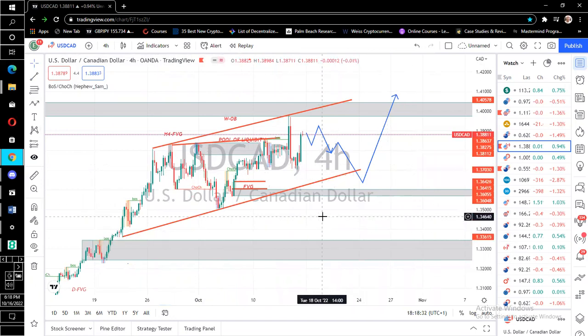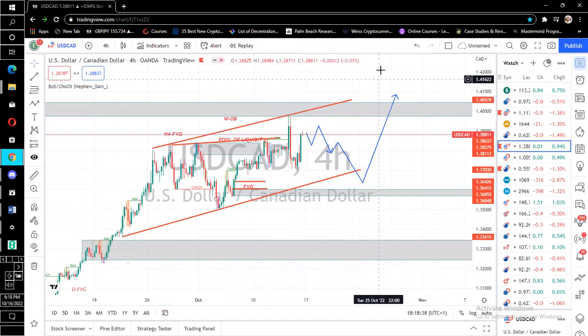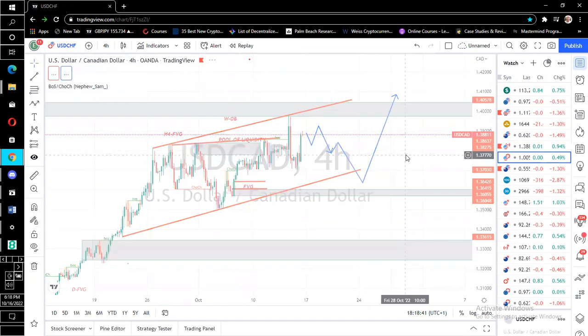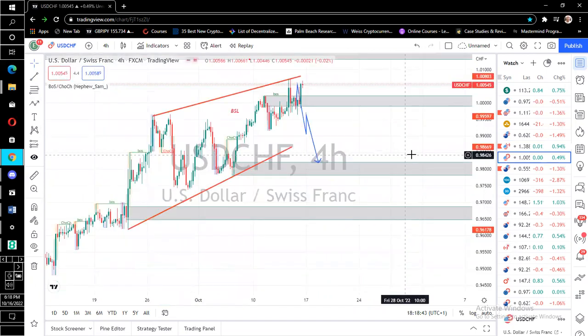Then the next one again, because they have to enter this fair value gap, right? So when they enter here, I'll be expecting them to go to the upside. So the next pair I want to talk about is USDCHF.